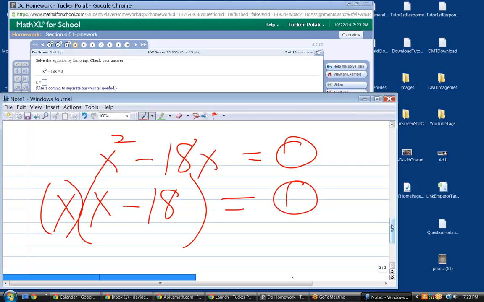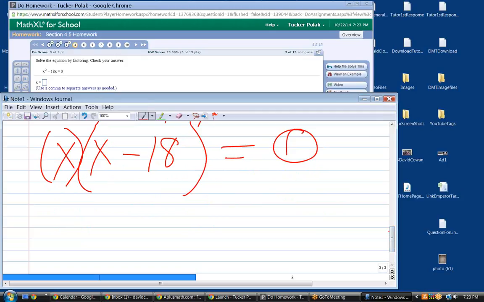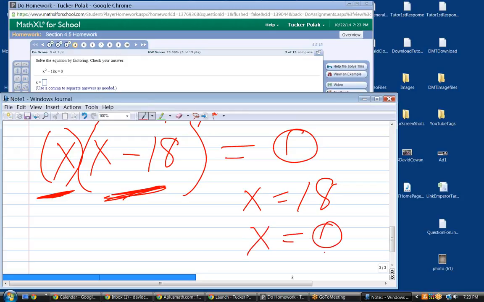So now what are my answers going to be? Would it just be positive 18? Or x equals positive 18? Well, that's one answer. Remember, either that has to be 0 or that has to be 0. I'm still multiplying two things together. So then the other one would be x equals 0. Correct.